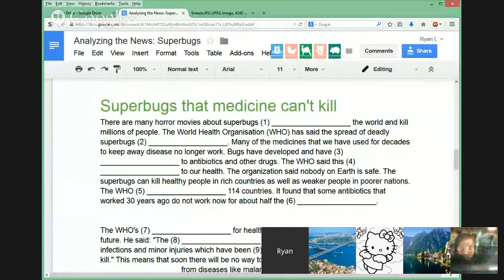So this is going to bring us to an article that I have here for us. Let me bring up my screen sharing here. Okay, my Hangout is not cooperating with me. Can you guys see the article on the screen? Yes, I can see. Okay, good. So you'll notice here is our headline, Superbugs that medicine can't kill.